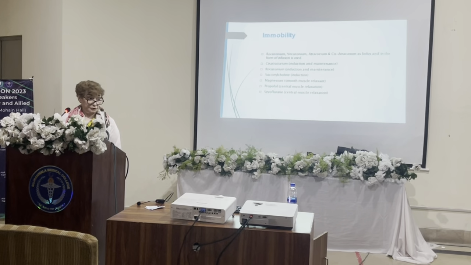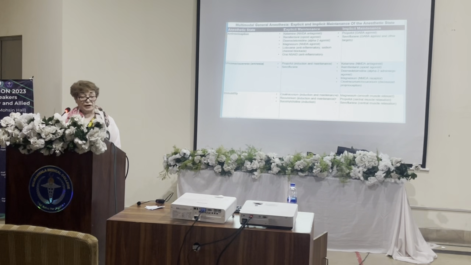Immobility during anesthesia is produced with the help of different muscle relaxants like rocuronium, vecuronium, atracurium, cisatracurium, and in the form of infusion we do in TIVA, which is known as total intravenous anesthesia. Cisatracurium is used at the time of induction and also for the maintenance. Rocuronium is similarly used. Magnesium is a smooth muscle relaxant. Propofol is a central muscle relaxant, and sevoflurane or other volatile anesthetic agents have their muscle relaxant effect through central muscle relaxation. So this is just one of the tables which is showing the effect of all these drugs, how they are produced, and the names of different medicines.